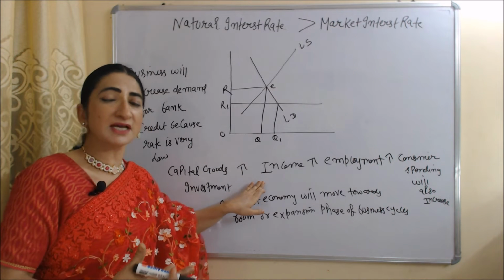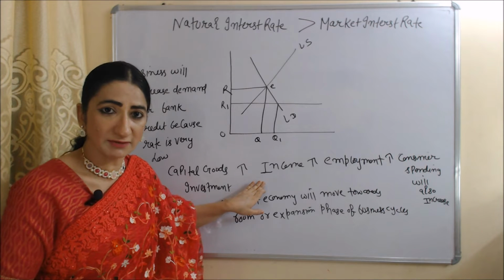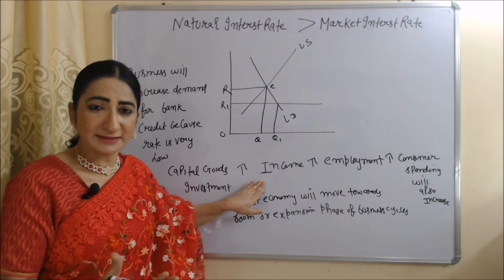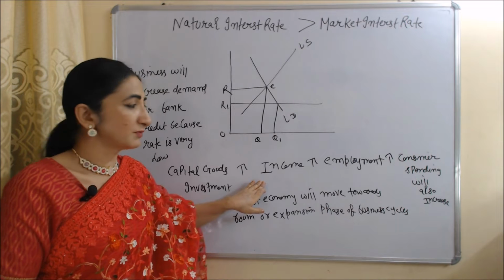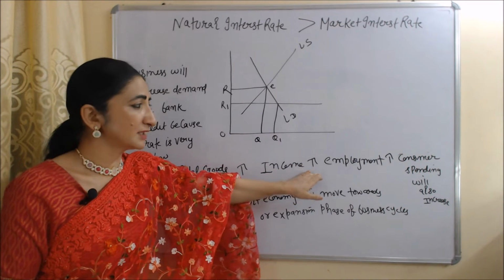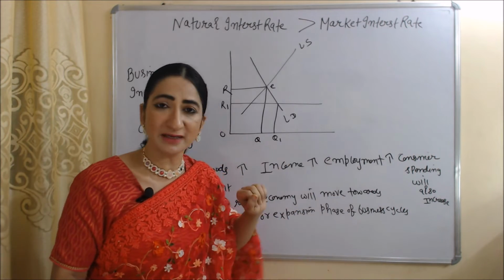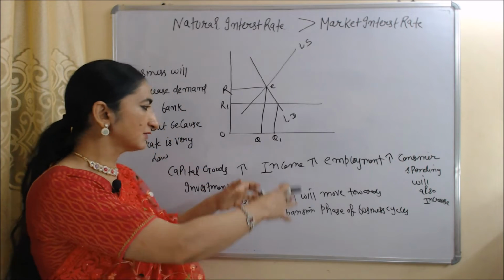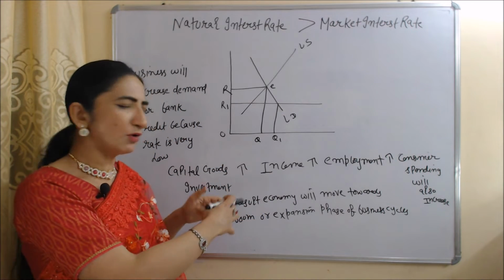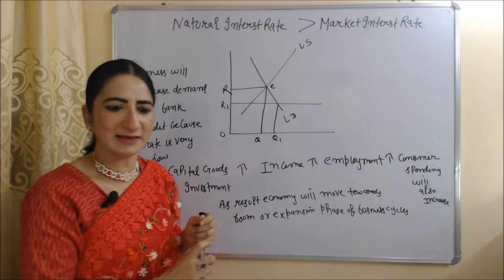Obviously, when businesses are investing, they are doing production, and they will hire more people. As a result, income in the economy will increase and employment will increase. When people have income, consumer spending will also increase. As a result, our economy will move towards a boom, or we can say the expansion phase of business cycles.